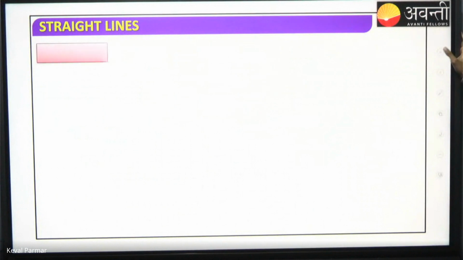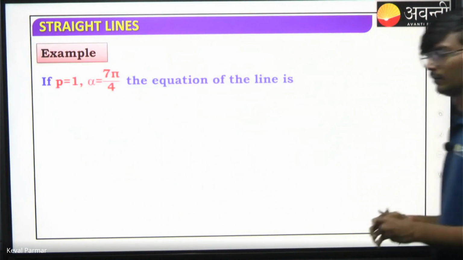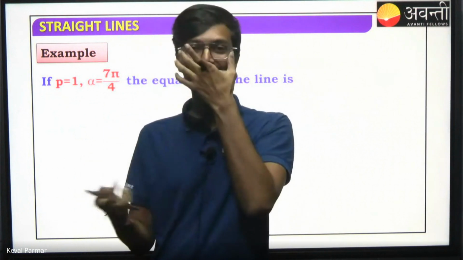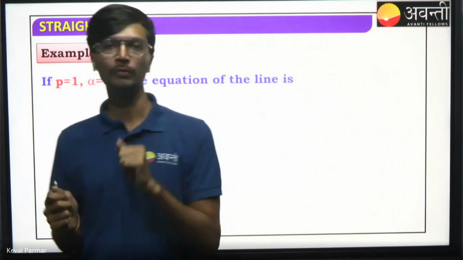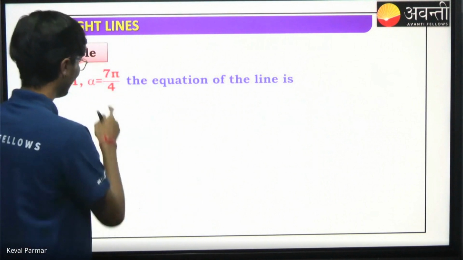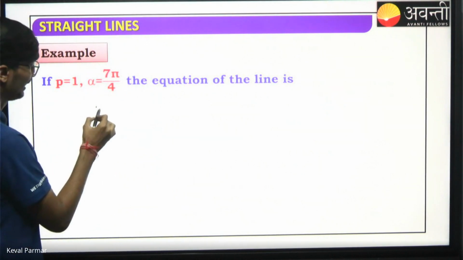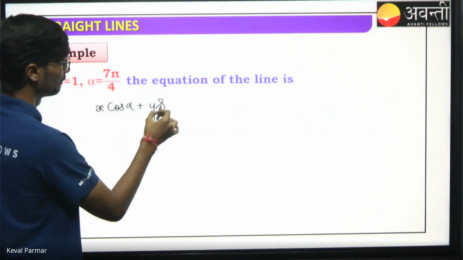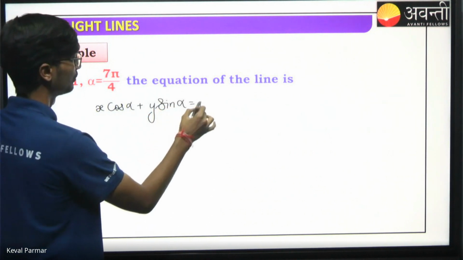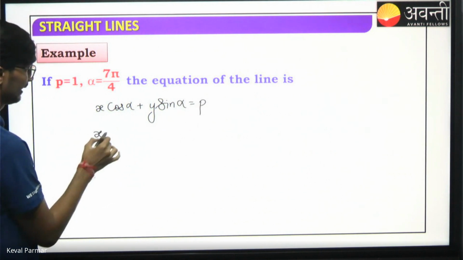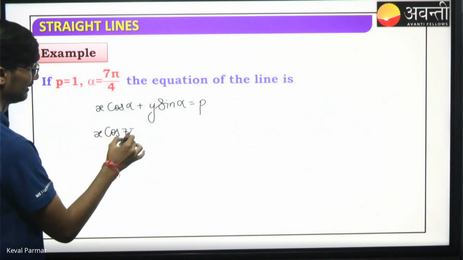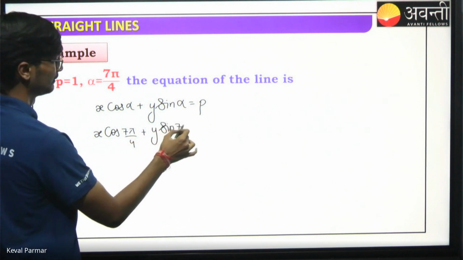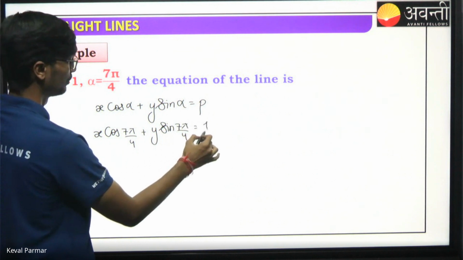Let's see the next question. Example. This example is basically for you all to understand how we can use the normal form. So let's get back to this. Alpha is this, p is 1. So we know that the equation is x cos alpha plus y sin alpha is equal to p. That means x cos 7 pi by 4 plus y sin 7 pi by 4 is equal to 1.